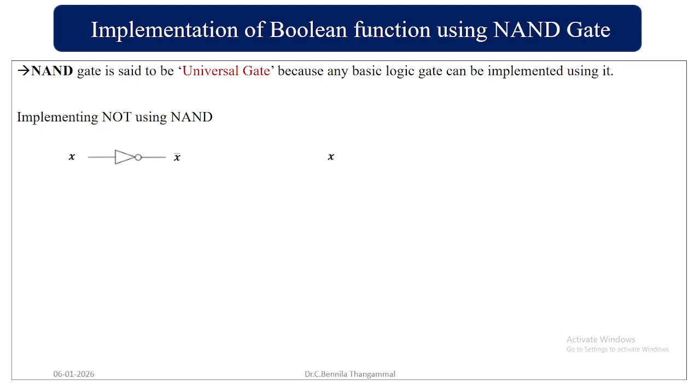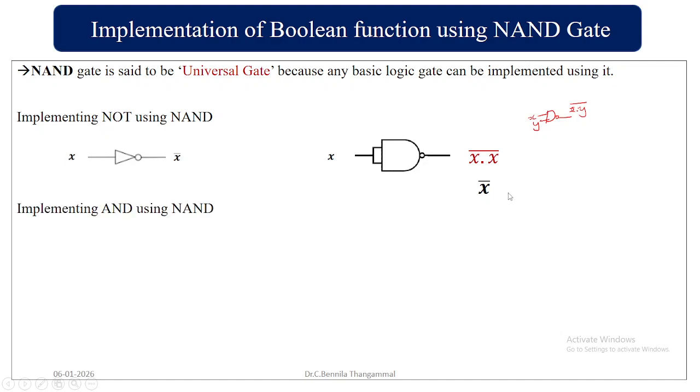So how can we implement this using NAND gate? So X bar is equal to X into X whole bar. So what is your NAND gate? This is going to be your NAND gate. NAND gate is nothing but X and Y is going to be your input now. Your output will be X into Y whole bar. So here since both the inputs are X, X into X whole bar is nothing but your X bar.